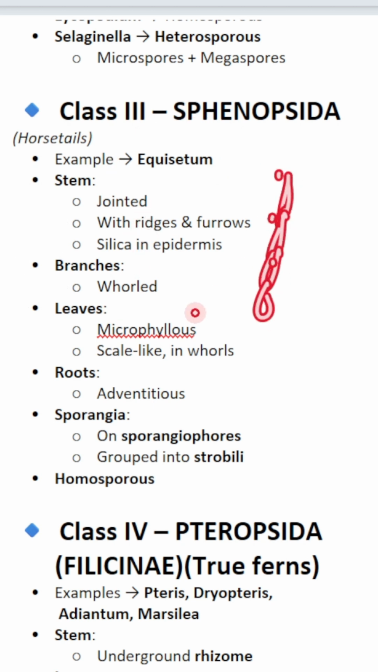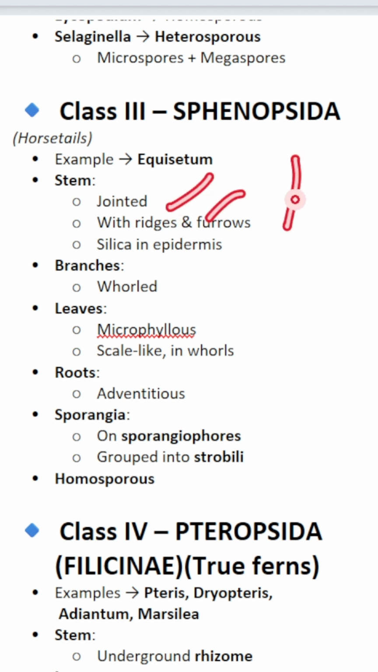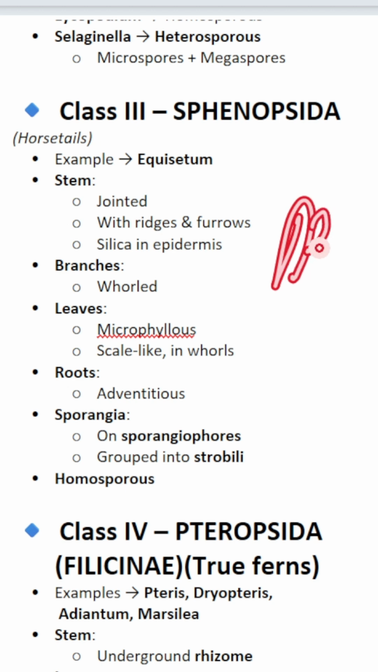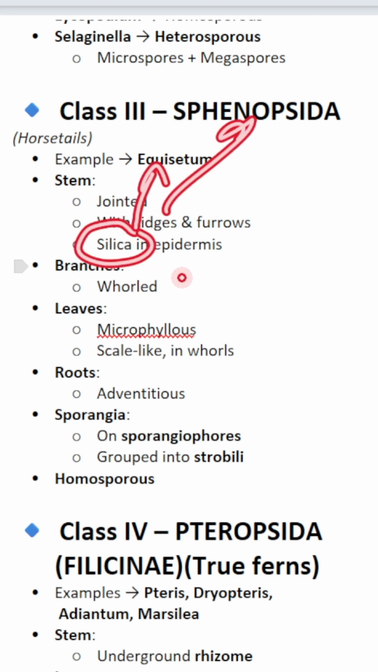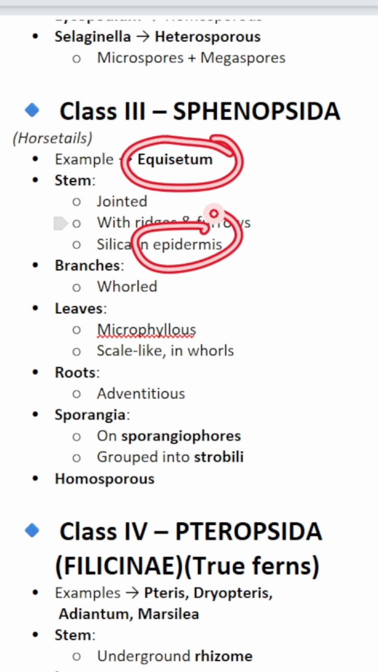So these stems are jointed, and ridges and furrows are present. You find some furrows and ridges present. And on the stem epidermis we find silica deposited. So silica deposited on the stem epidermis is the distinct character of Sphenopsida, or Equisetum. So Equisetum contains silica on its epidermis.